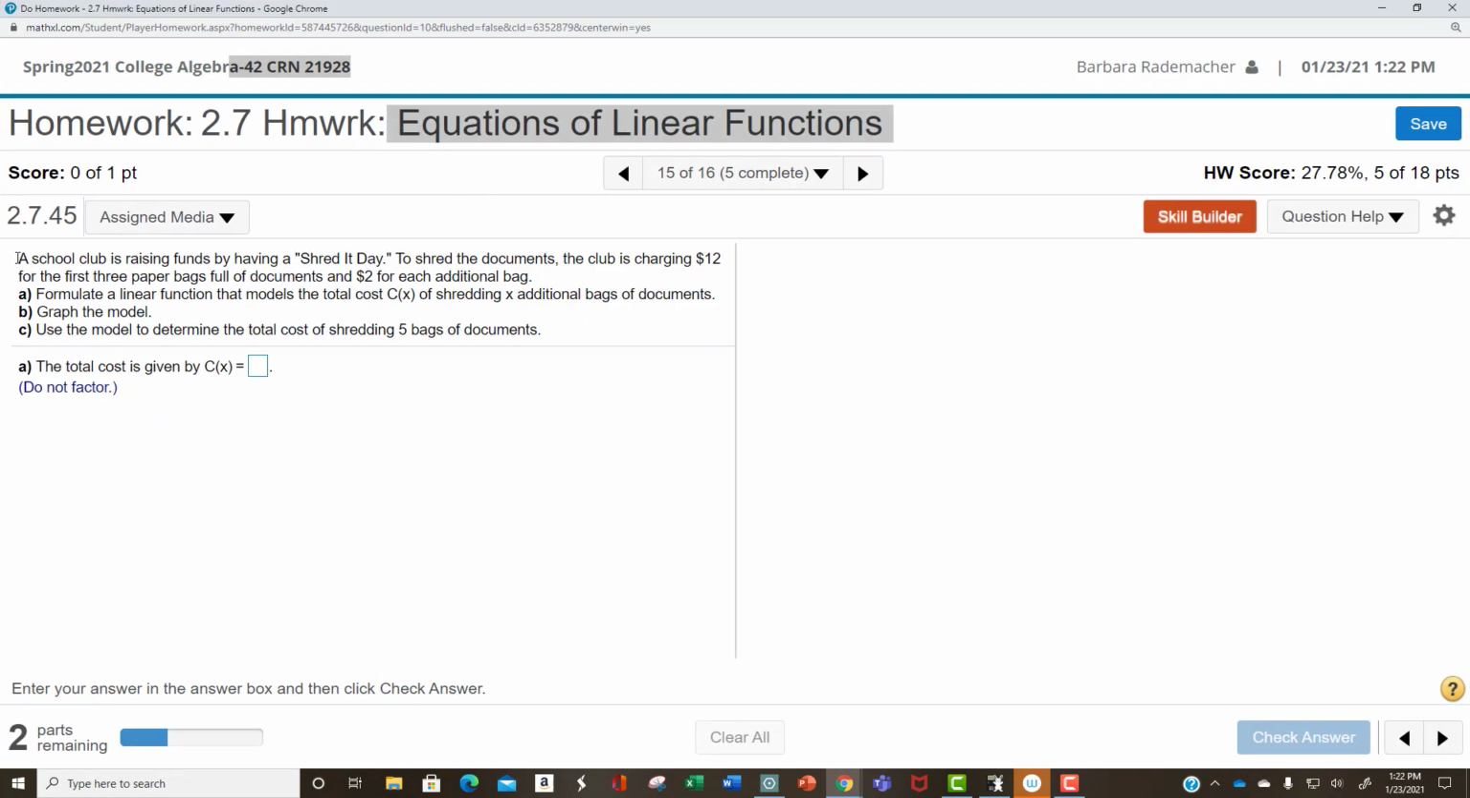All right, let's read it. A school club is raising funds by having a shred-it day. To shred the documents, the club is charging $12 for the first 3 paper bags full of documents, and then $2 for each additional bag. We could say for each additional bag after the first 3.